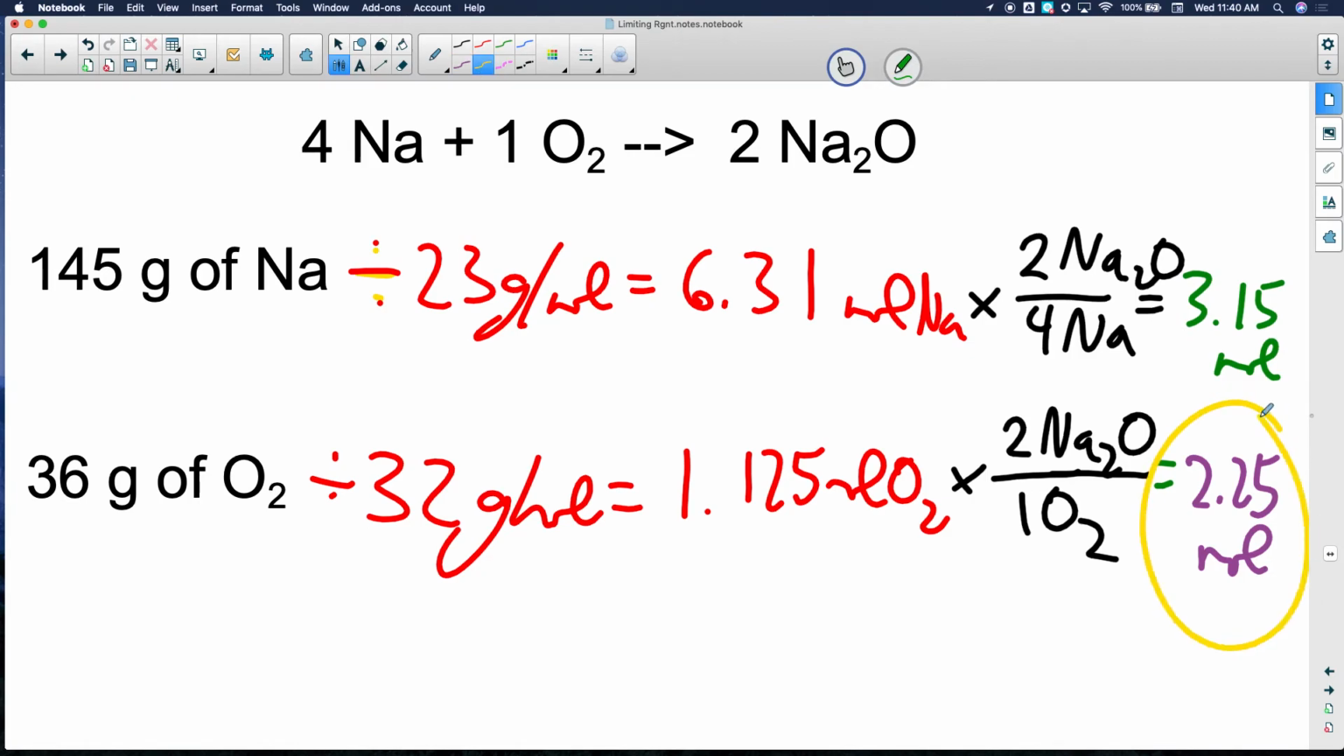2.25. Julia, what was my limiting reactant in this situation? The oxygen was the LR. Give the person next to you a hearty high five. You got that. That is a journey. Okey dokey. Doable. What else could I give you instead of grams? Liters. What else?